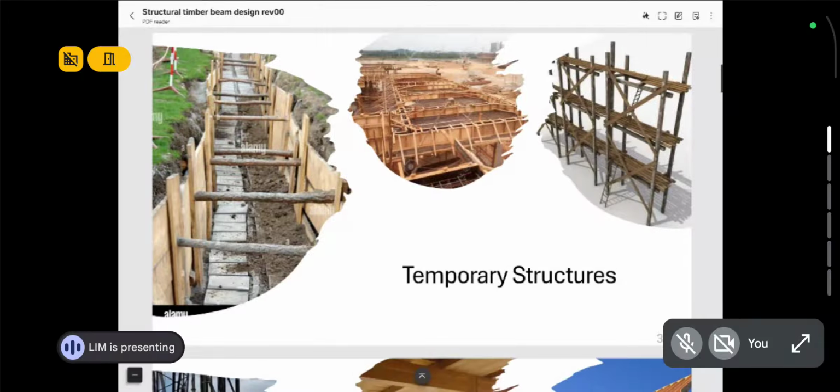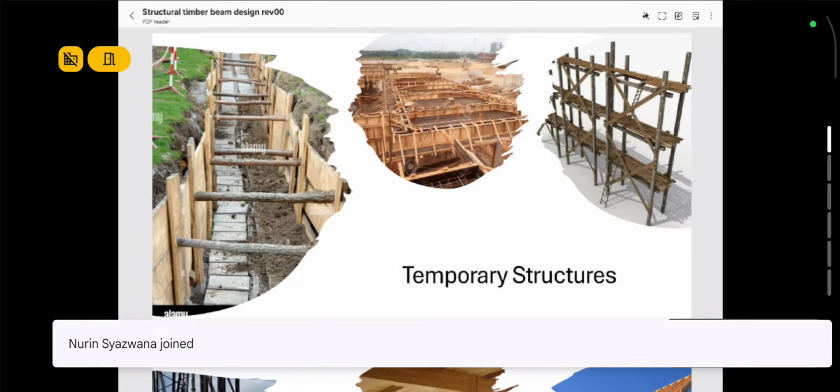Here are some examples of temporary structures that you can use timber for. On the very left is shoring. Basically it's used almost like a temporary retaining wall, to shore the sides of the excavation so that it doesn't collapse in. In the middle, it's being used for formwork. And on the right, it's used for scaffolding.